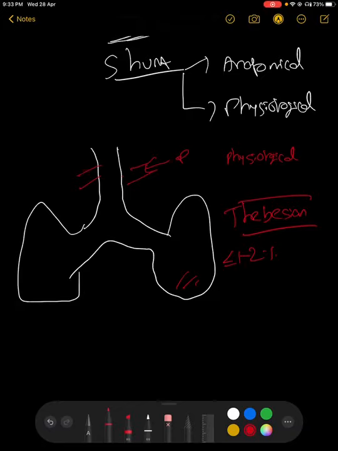What are anatomical shunts? Let's talk about congenital cyanotic heart diseases, where there is a shunt. What shunt is happening? The shunt is happening from right to left, that is a right to left shunt.